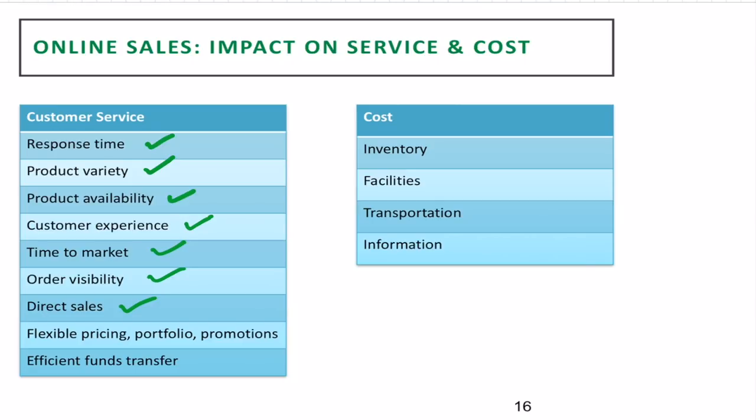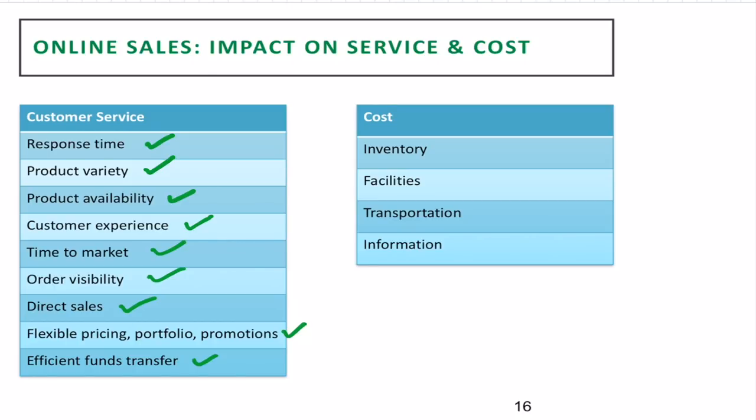Direct sales, so again internet allows various manufacturers to reach their potential customers, and many times businesses use social media platforms like Facebook or Twitter and advertise their products directly to the customers. Flexible pricing, portfolio and promotion, so this is again easier with online sales. Efficient fund transfer, so nowadays one can buy things on the internet using credit cards, things can be purchased on the smartphone itself. There are so many ways payments can be made much easily.